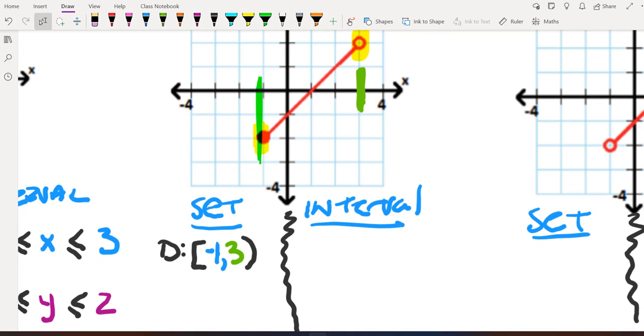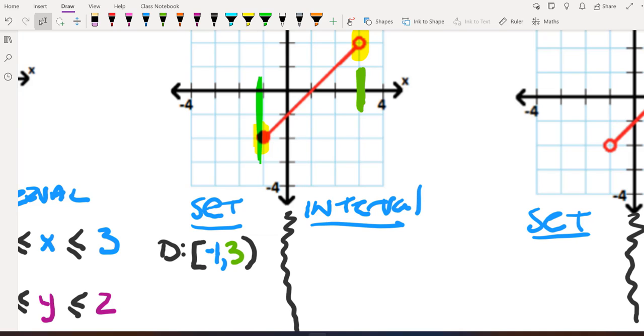Right? So this tiny little notation here tells a lot of information. It says the domain, which is the x values, range between -1 and 3. We include the -1 value, but we do not include the 3. All that is in this tiny little piece of information. And you'll get better at reading that.